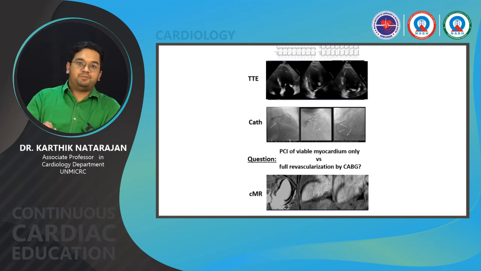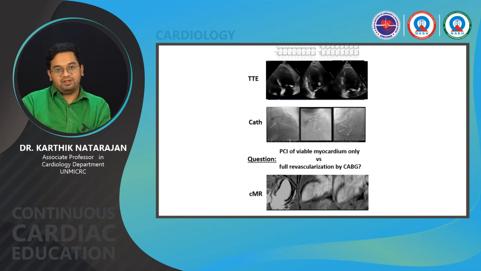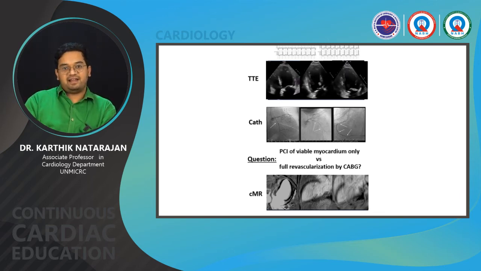We did a cath of this patient, and I'm not sure whether you can see it clearly, but the patient had a focal stenosis of the circumflex and the RCA, and there was a diffuse disease of the whole LAD. So here the question was whether we needed to do a PCI of the circumflex and RCA only and leave the LAD alone, because on the basis of an ECG and transthoracic echo, we thought that the LAD would be non-viable. Or we go for full revascularization by CABG.